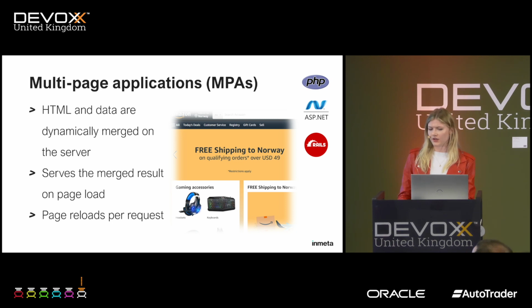Multi-page applications, on the other hand, can handle dynamic data. In MPAs, HTML and data is merged on the server per request and then sent as one package to the client. The user will open the browser and then be served the merged result. And the entire page reloads per request or navigation to a new page. They can be created, for example, with the ASP.NET MVC pattern or with PHP, Ruby on Rails. Use cases would typically be an e-commerce app, for example, Amazon as an MPA.